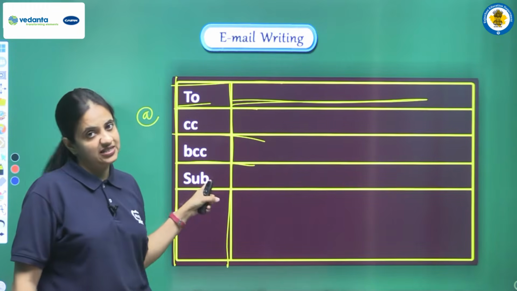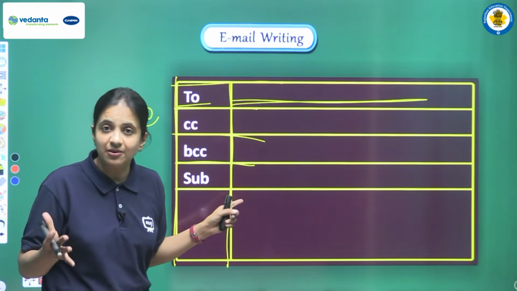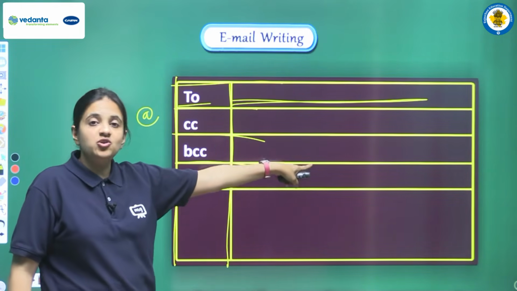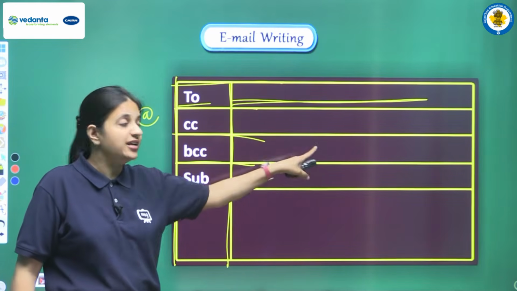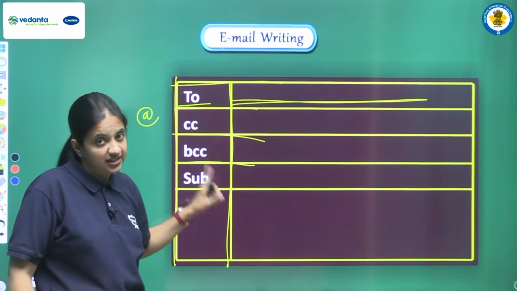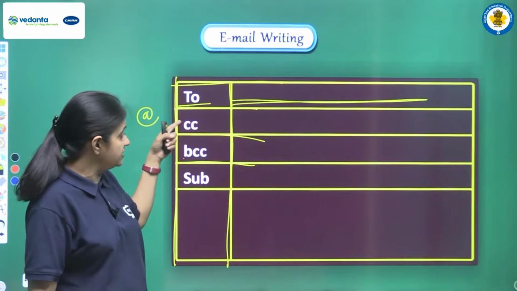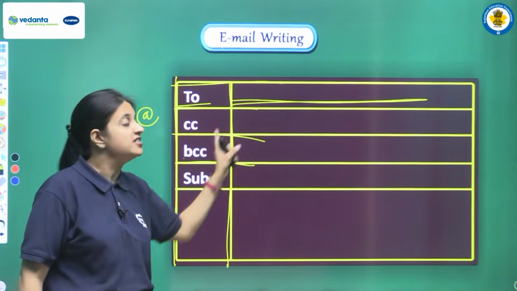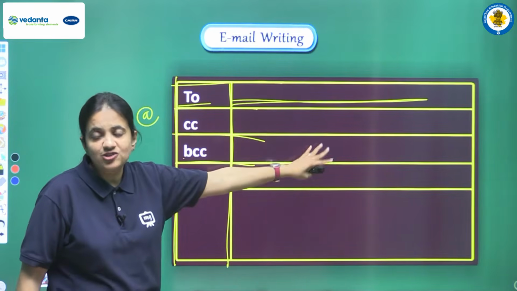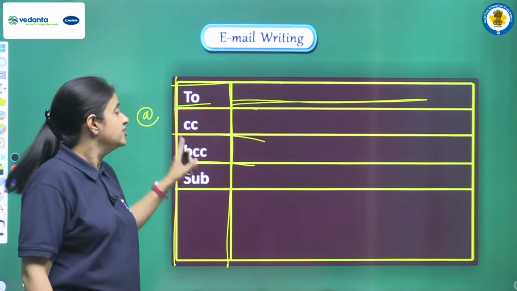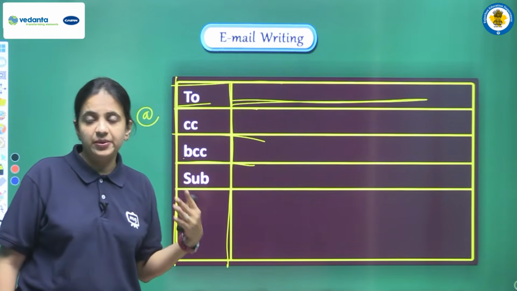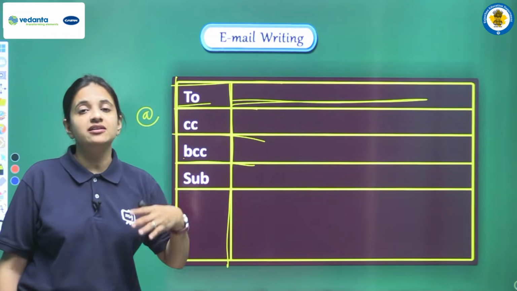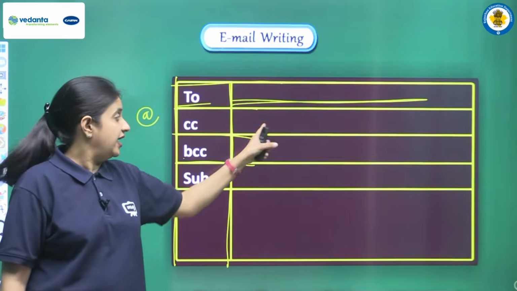Next we have BCC. BCC means blind carbon copy. This space also you can leave empty. You don't need to write anything here. Yes, you have to mention these two things, CC and BCC. You have to draw the columns for these two things, but in the space you don't need to write anything. CC stands for carbon copy and BCC stands for blind carbon copy.